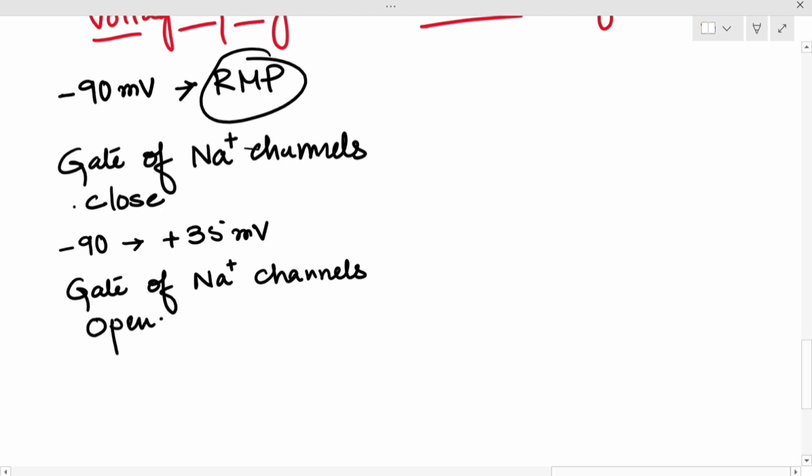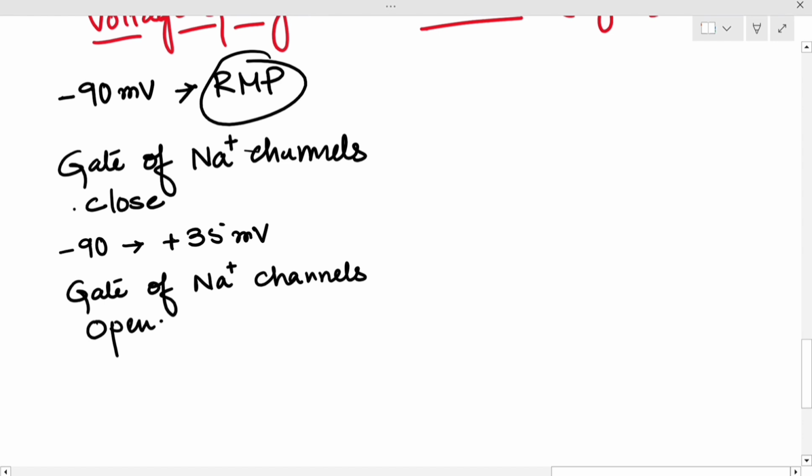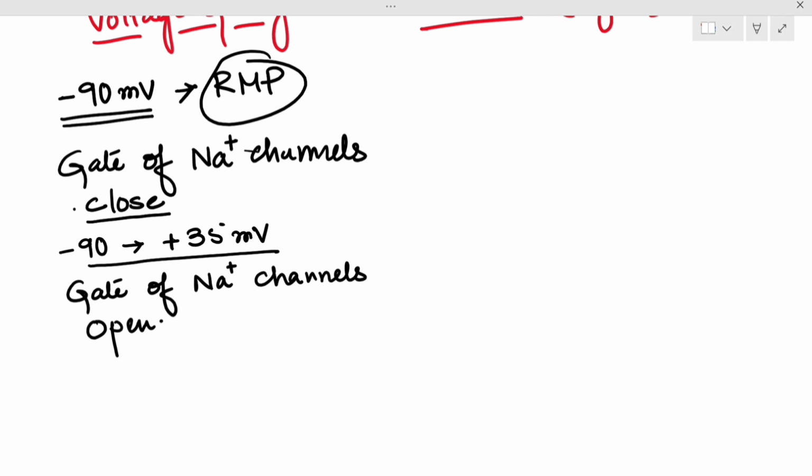Okay, so mark the circumstances. At minus 90 millivolt, the gate of the sodium channel is closed. But when this minus 90 millivolt gets shifted towards the positive, that is plus 35 millivolt, the gate of the sodium channel opens. So depending on different voltages, the ion channel opens.